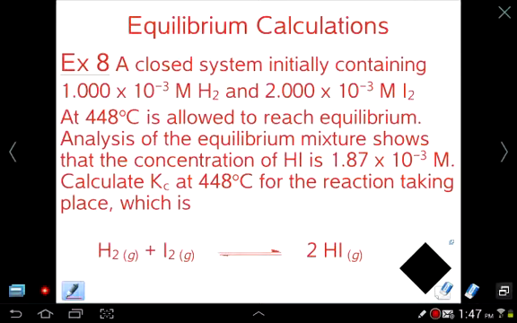Example 8. Reading the problem, it states a closed system initially containing this much H2, and this much I2. And by the way, here's the equation. H2 reacting with I2 producing 2HI. The system is allowed to reach equilibrium. An analysis of the equilibrium mixture shows that we have this much HI in the system at equilibrium. And then we want to calculate Kc.